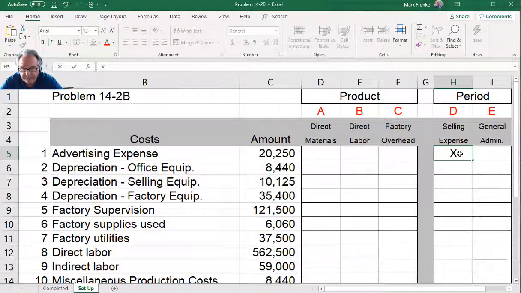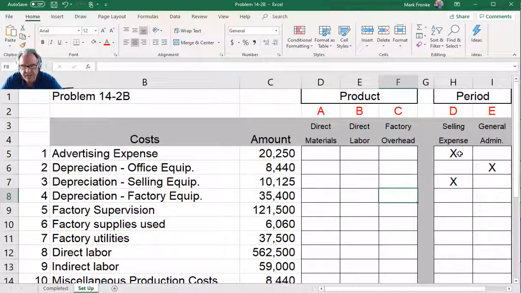Let's do capitals. Depreciation on office equipment. Office is general administrative. Depreciation on selling equipment. That's a selling expense. Depreciation on factory. Anytime you hear factory, it's going to be a product cost. In this case, it's factory overhead, which is where depreciation fits, as does factory supervision, factory supplies, factory utilities, all fit in the overhead category.